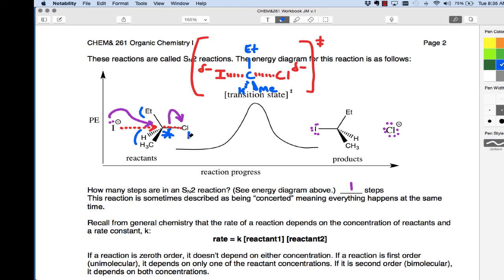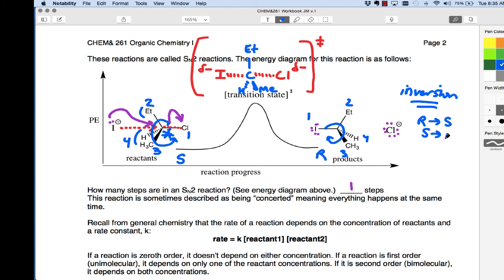So over here, chloride is 1, ethyl is 2, methyl is 3, hydrogen's in the back, so that's 4. 1, 2, 3, so that's counterclockwise with number 4 in the back. So this is an S configuration. Over here I have 1, 2, 3, and 4 in the back again, and this is going to be R configuration. So you can see one feature of Sn2 is that if we start with something chiral, we get inversion. R molecules turn into S and S turn into R.